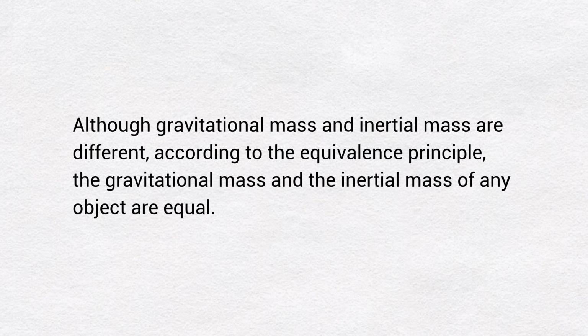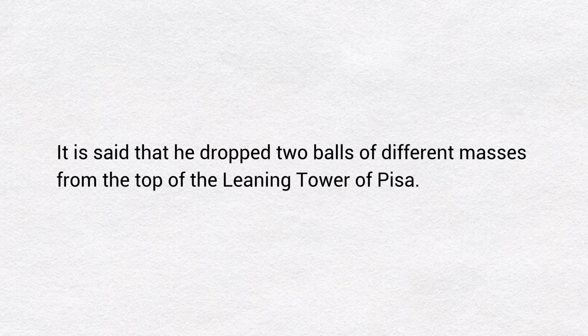Although gravitational mass and inertial mass are different, according to the equivalence principle, the gravitational mass and the inertial mass of any object are equal. That was demonstrated by Galileo Galilei. It is said that he dropped 2 balls of different masses from the top of the Leaning Tower of Pisa.